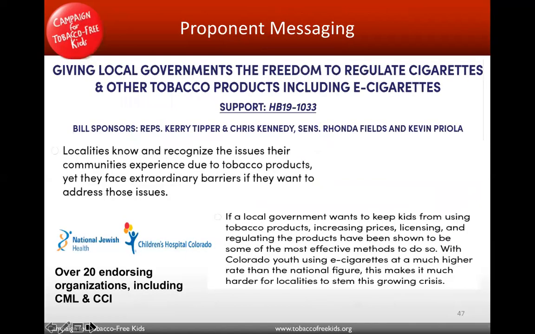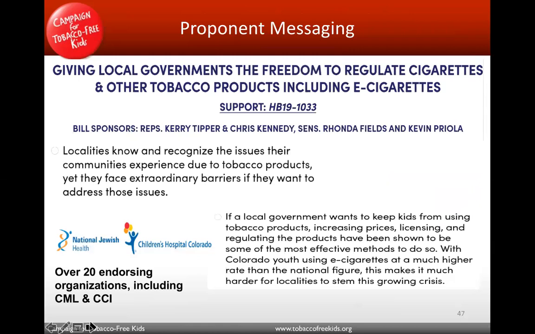Our proponent messaging. This slide has a lot of information on it, so I just wanted to highlight 3 things for you to take a look at. First, our bill sponsors. You see Kevin Priola's name again there, our Republican former House sponsor, now Senate sponsor. But the 2 names that are most notable, Chris Kennedy and Rhonda Fields, are both members of leadership. And so this bill in 2019 was bookended by leadership in both the House and the Senate, and then Representative Carrie Tipper. This was her very first bill as a legislator, so I really want to give her massive applause for taking on such a controversial issue, such a layered and difficult issue in her first session and her first bill.